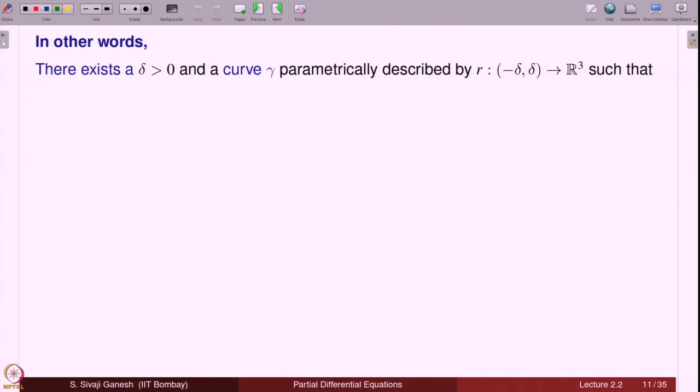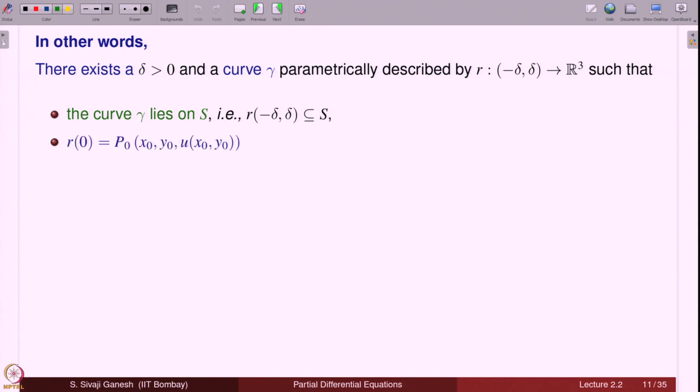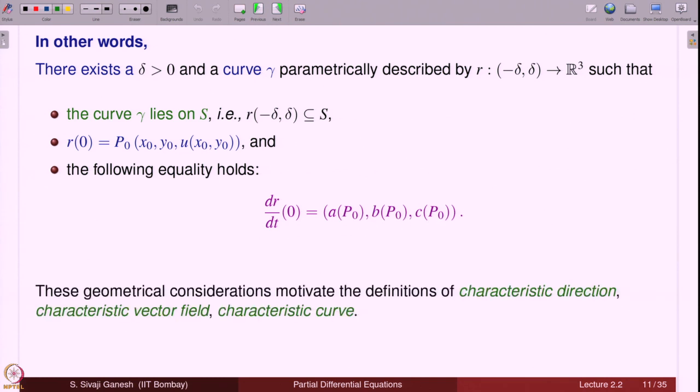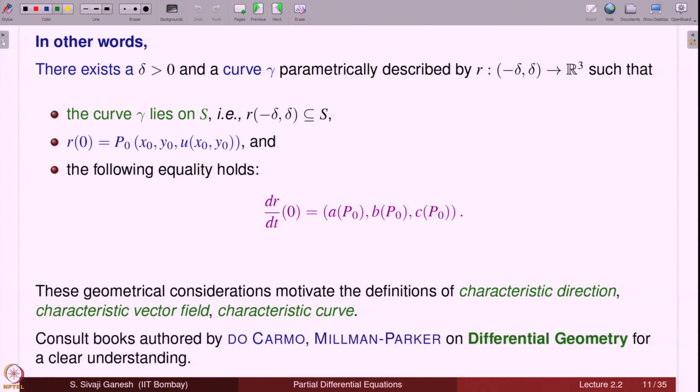There is a delta positive and a curve gamma described by a function r from some small interval (-delta, delta), where 0 should be in the interval, such that gamma lies on the surface, passes through the point P0, and the tangential direction coincides with (A, B, C) at that point P0. These geometrical considerations motivate definitions of characteristic direction, characteristic vector field and characteristic curve. For a clear understanding of these geometrical objects, you may consult books on differential geometry by Do Carmo or another book by Millman and Parker, where these are very clearly explained.